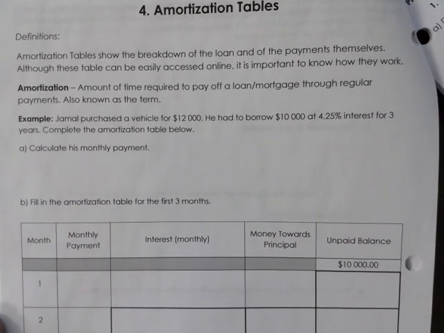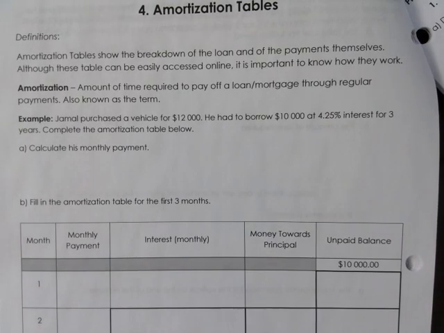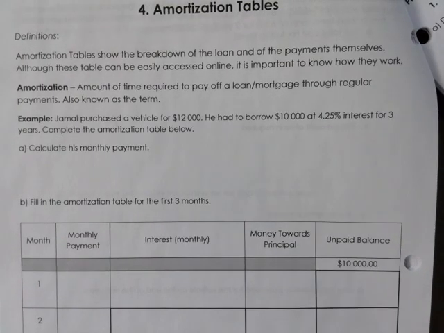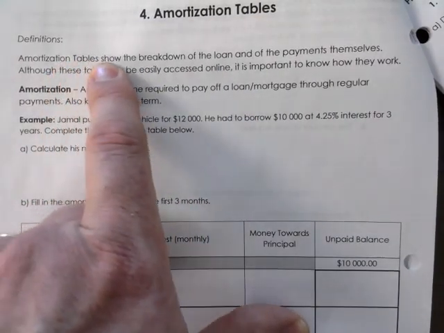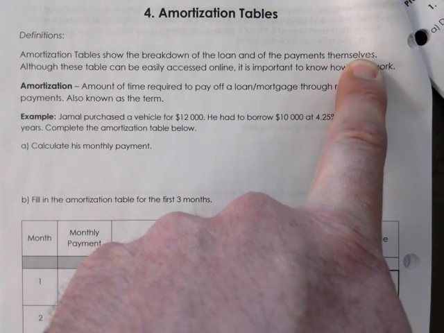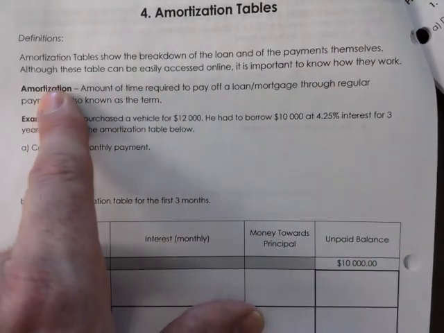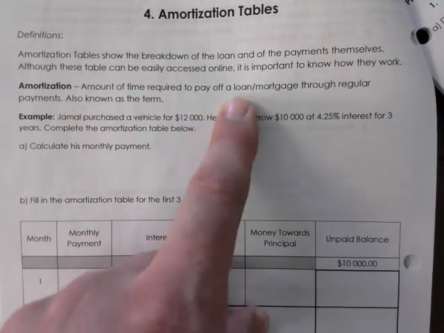Some of you will recognize this. Some of you will only need one line, and then you're going to be like, I remember this, right? So amortization tables basically show the breakdown of the loan and of the payments themselves. Amortization is just how long, right? Amount of time required to pay off a loan.